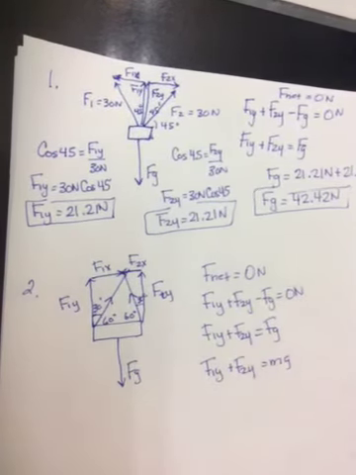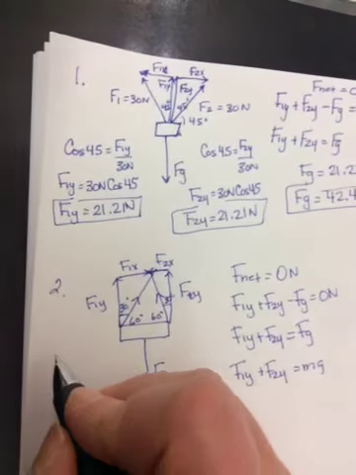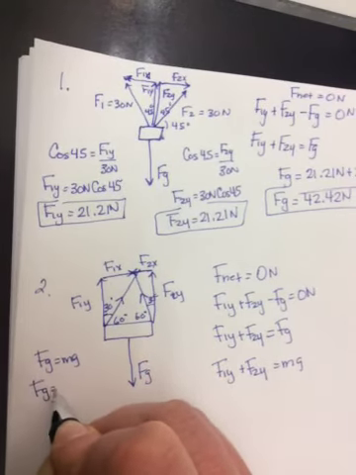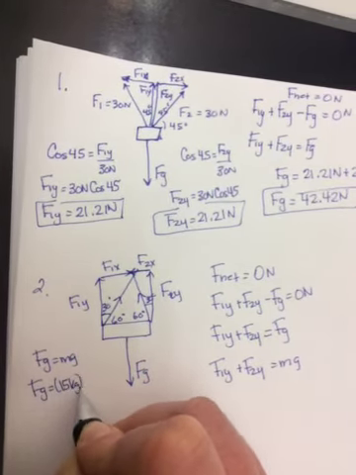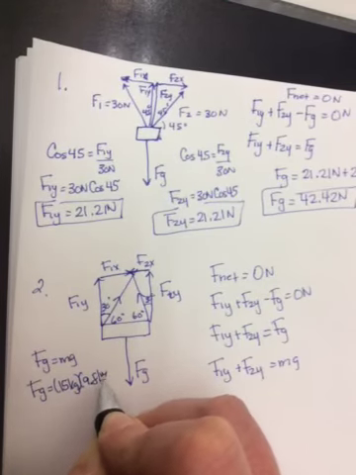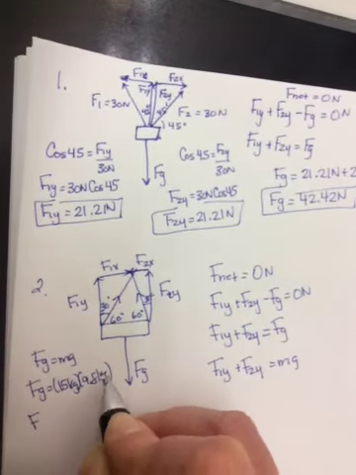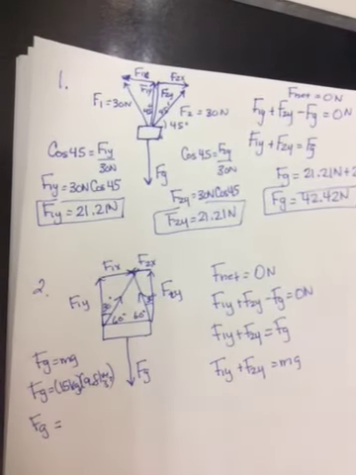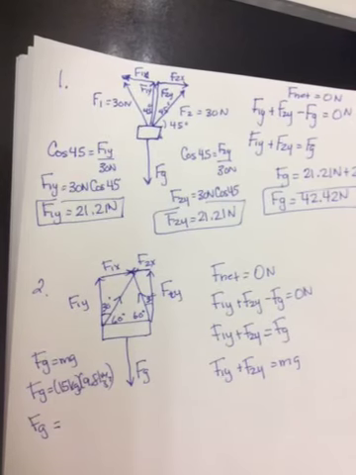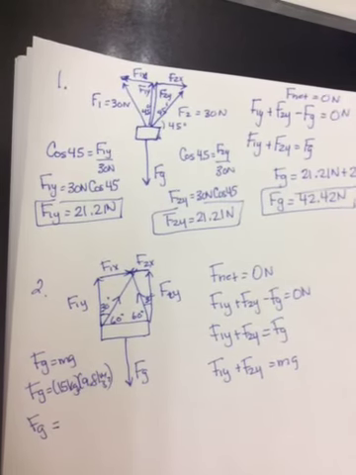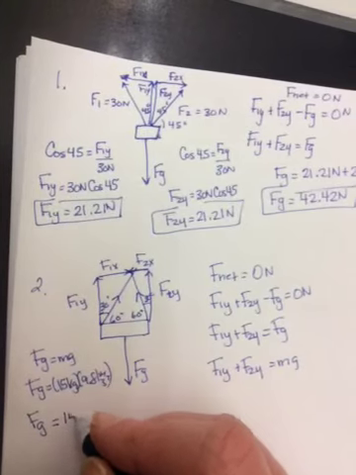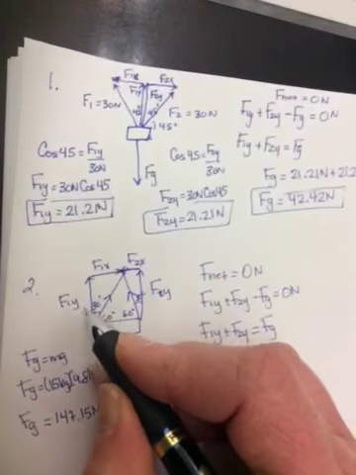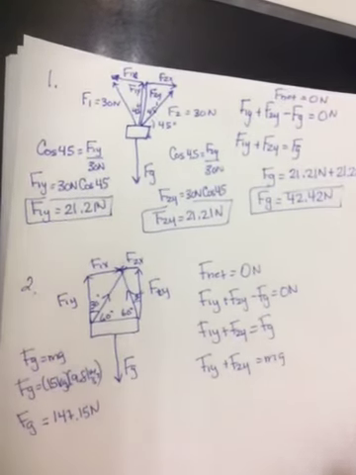And we can find it. They told us the mass was 15 kilograms. So if you want it over here on the side, you could do 15 kilograms times 9.81 meters per second squared. And you will get an FG of, what is that, 147.15 maybe? Yeah, 147.15 newtons. Okay, the other thing we know is that F1y and F2y are going to be the same.